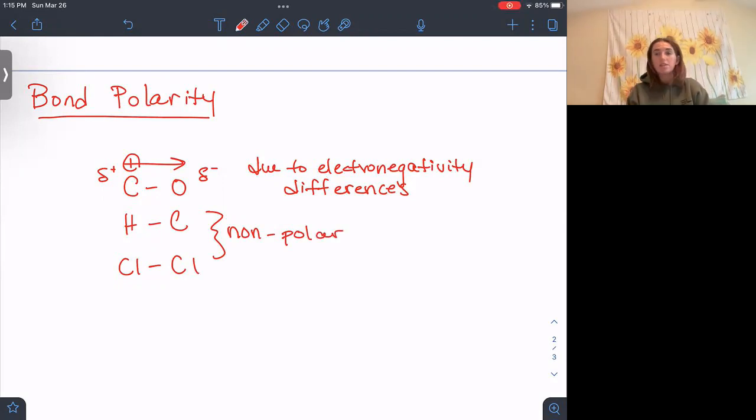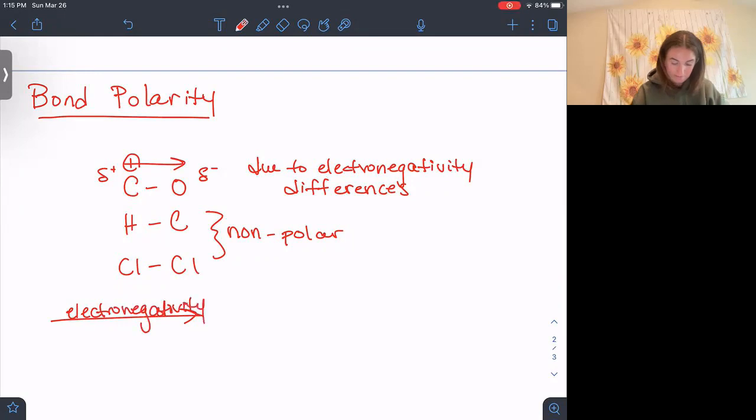Yep, so the difference in electronegativity makes the bond polar. Does anyone know the periodic trend for electronegativity? What happens as you go across the periodic table? Good. Yep. So as you go across the periodic table, electronegativity increases. What happens as you go down? Good. It decreases as you go down.